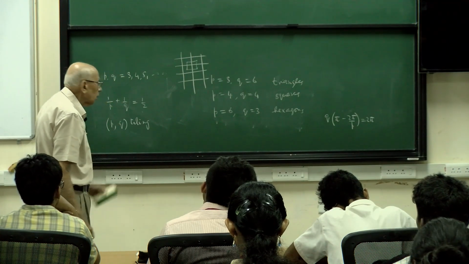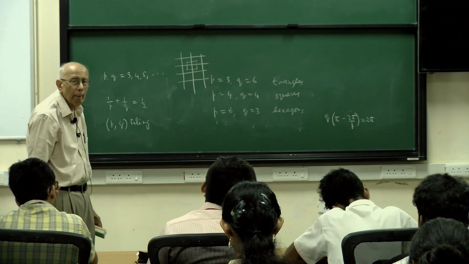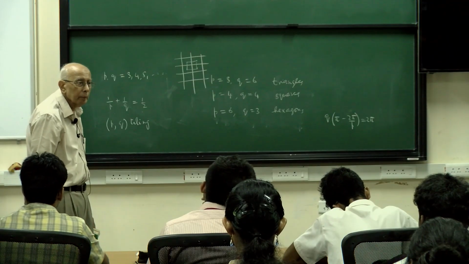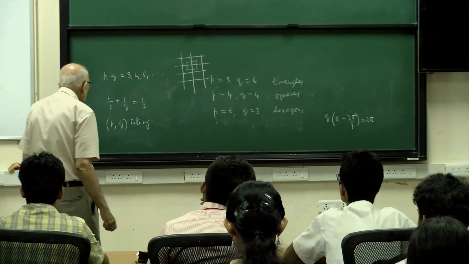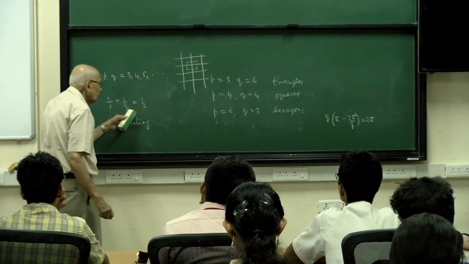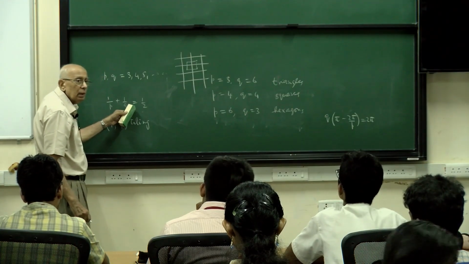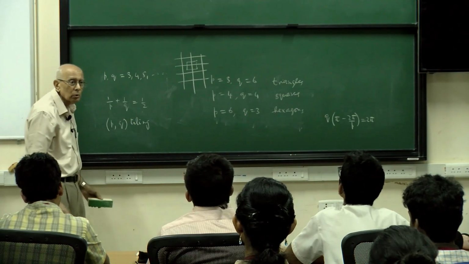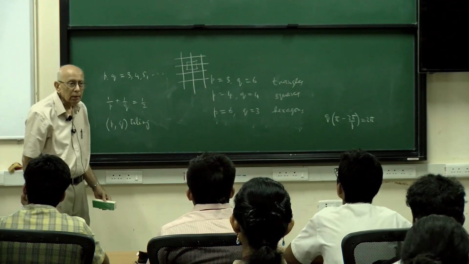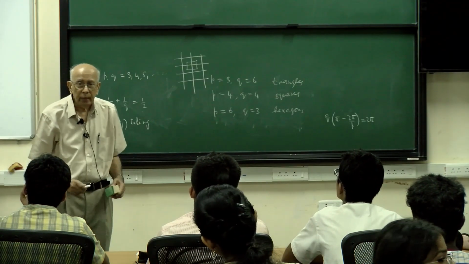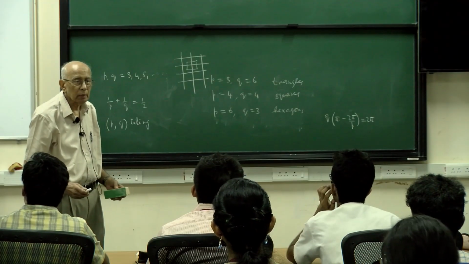Is any other solution possible? Nothing else is possible. You increase P and Q, this whole thing becomes smaller than a half. Becomes less than a half. So you can't get those solutions. And since P and Q can only take values from 3 upwards, these are the only solutions possible.